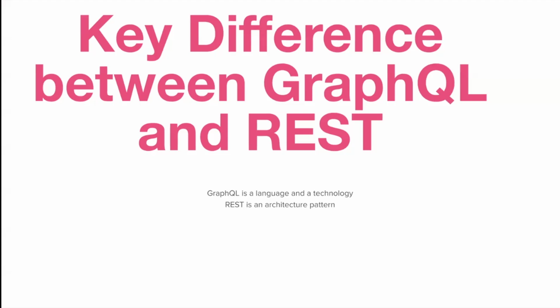Key differences between GraphQL and REST. GraphQL is a language and technology. REST is an architectural pattern. So they're not the same. They do similar things, but in different ways.